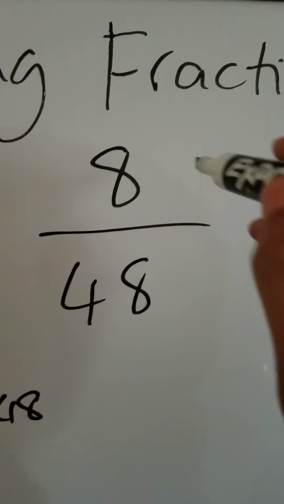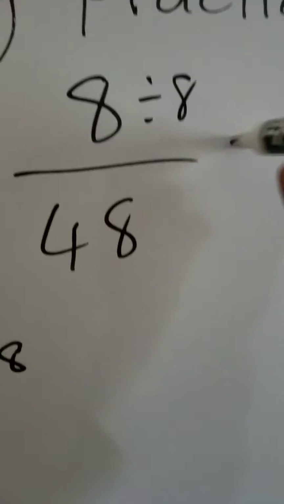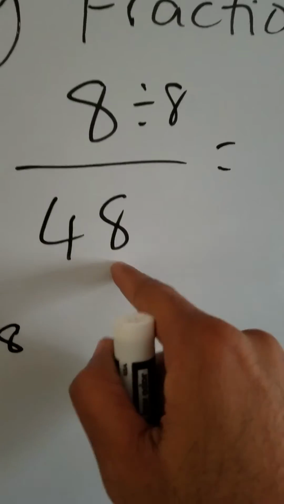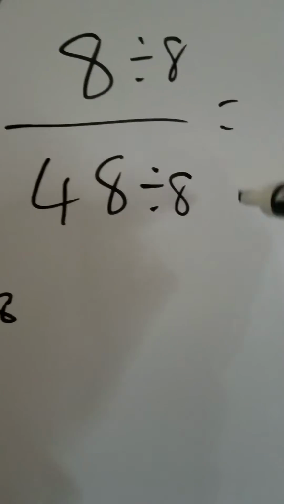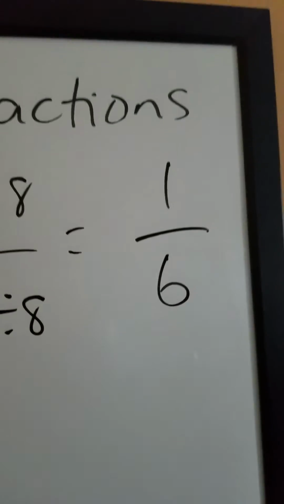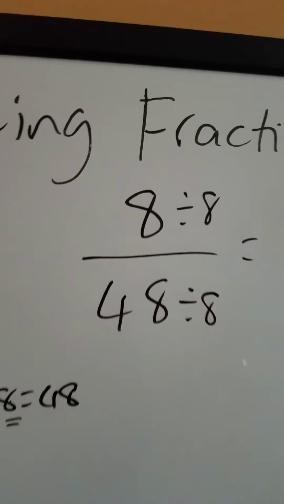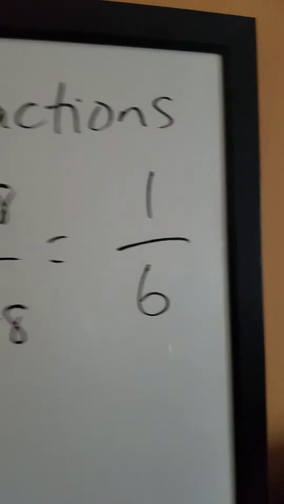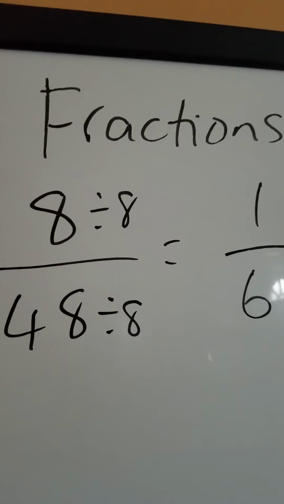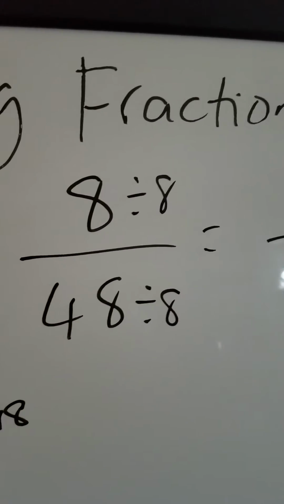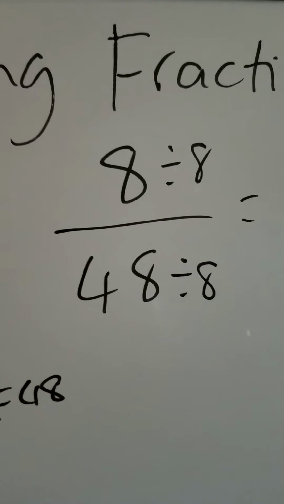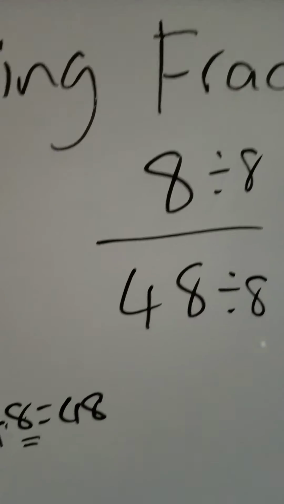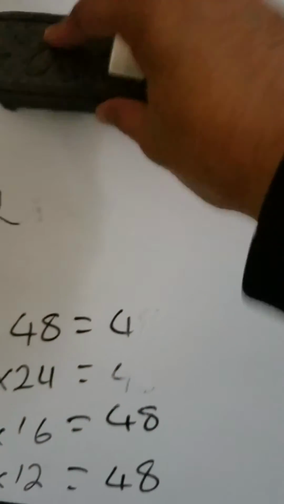So we come back to this problem and we say 8 divided by 8 gives us 1, and 48 divided by 8 will give us 6. And we see that this fraction reduced to its lowest form will be 1 over 6. Another approach that some people use is simply to cross out factors. Let's try that approach.